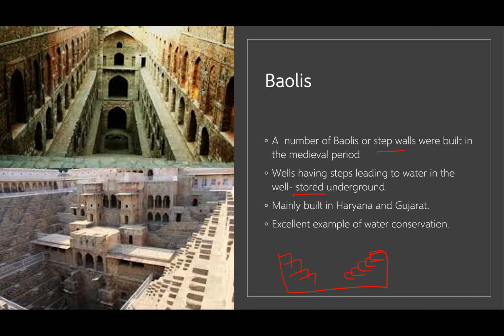So these Baolis, if you can see these steps from here. So basically, they were the steep wells which were built in the medieval period, and these led to water stored underground, and they were mainly built in Haryana and Gujarat. They are excellent examples of water conservation.